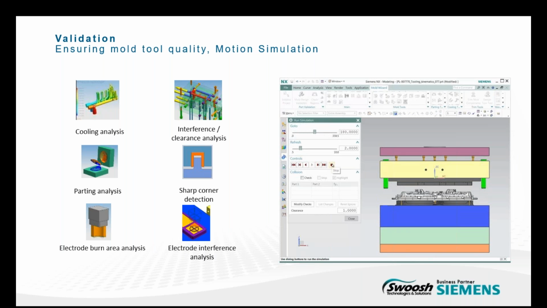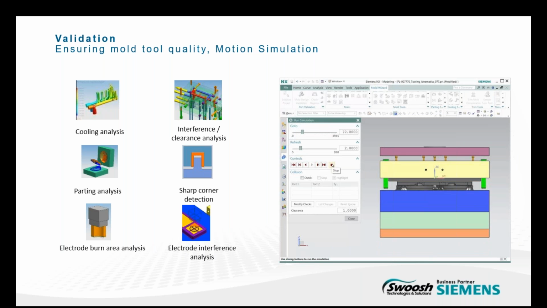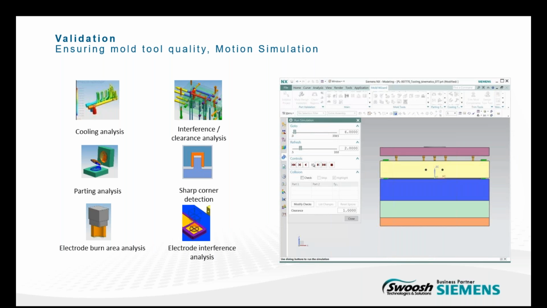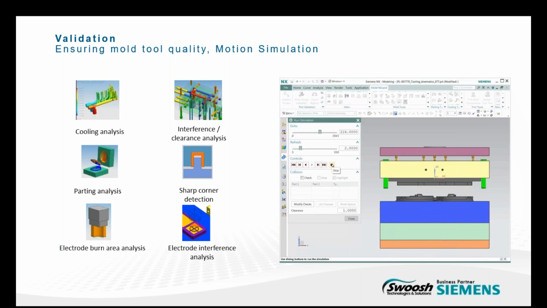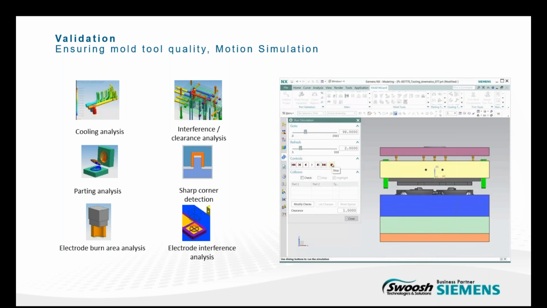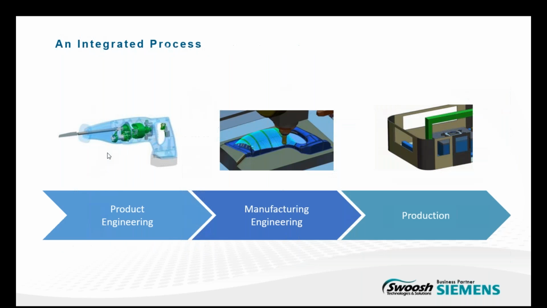In some cases, NX CAE can be used for performing advanced cooling analysis and motion simulation. So really, you can check and make sure that you can check for interference or collision-related issues during this simulation piece.